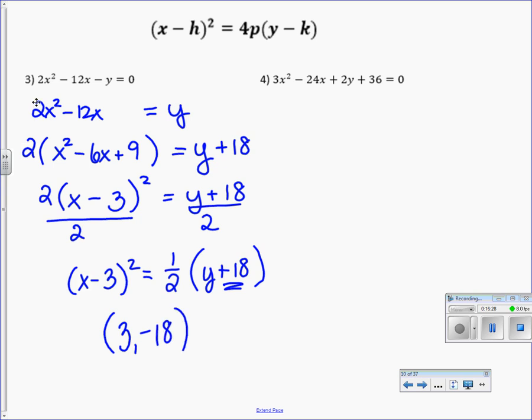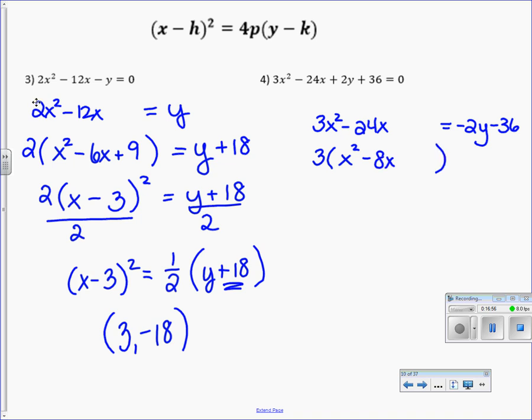All right, let's go through that process one last time. So for the next example, we have to do the same thing. So rearrange your furniture. Subtract the 2y from both sides. Subtract 36 from both sides. Then from there, what we're going to want to do is factor out a 3. I can't complete the square until the x squared becomes a 1. 24, make sure you divide that by 3, so that's negative 8.